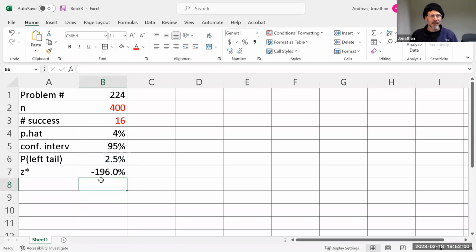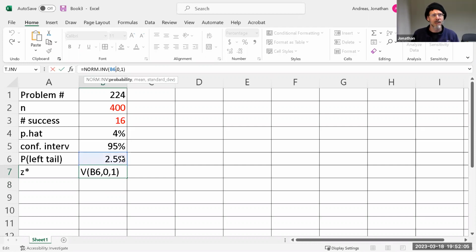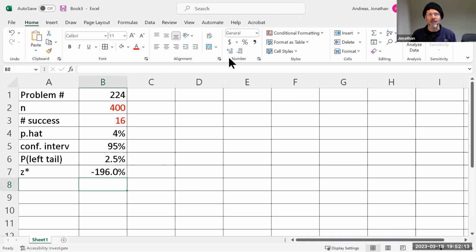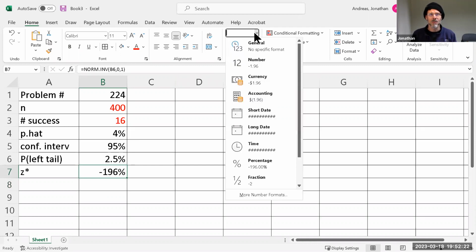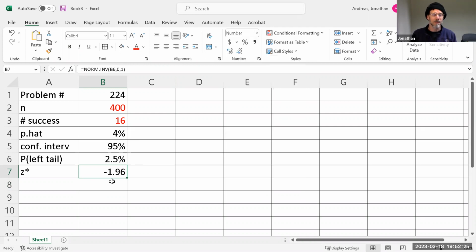And so I did something wrong there. E6 is 0.5. Mean of 0, standard deviation of 1. Oh, I know what I did, I bet. Let's try this again. It's as a percent, and I don't want that. This is not a percent. I don't know how that became a percent there. But we want it as a number. There we go. So it's almost 2 standard deviations below average is where we get to have 2.5% probability being below that.